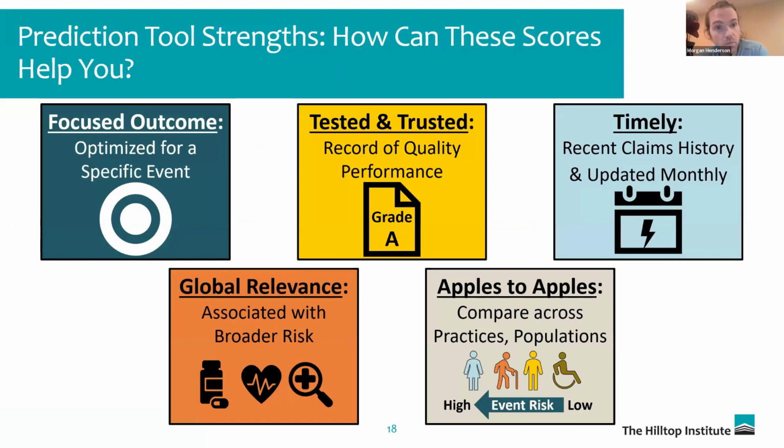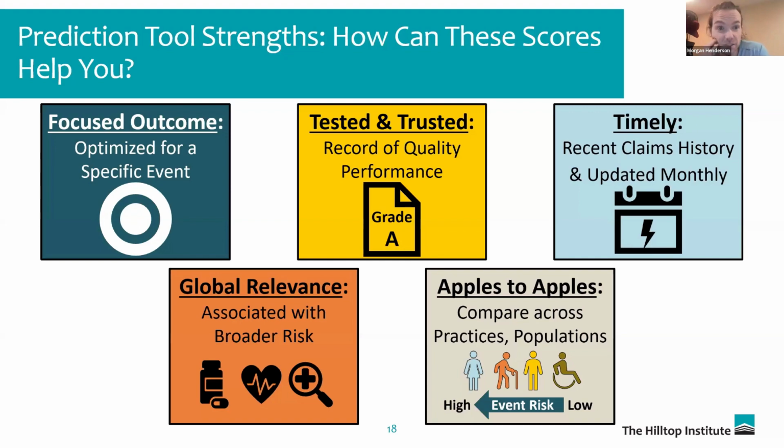And so what we hope that you can get out of these risk scores is just a tested and trusted tool that can help you identify the folks that need help before they actually need that help. These have a focused outcome. We're not trying to predict spending. We're really trying to predict these laser focused events.